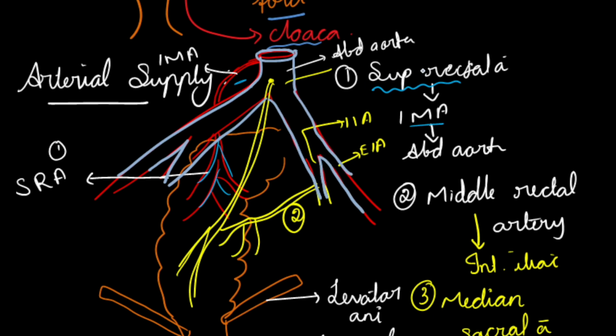And here the major blood supply for the rectum is through the superior rectal artery, which arises from the inferior mesenteric artery, and this inferior mesenteric artery arises from the abdominal aorta here. Then comes the middle rectal artery, which arises from the internal iliac artery. Then comes the third arterial supply, that is the median sacral artery, which arises from the back of the abdominal aorta here.